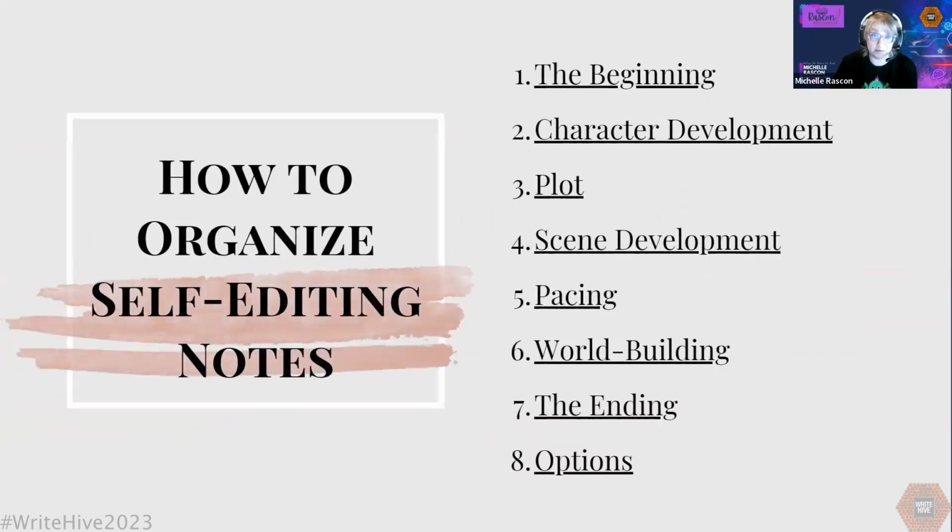Now, this is the fun part. This is probably what everybody wants to know, how to organize those notes. We're going to talk about the beginning of your manuscript, character development, the plot, the scene development, pacing, world building, and the ending, and then some options on how to organize it all. And I'm going to talk about what's expected in each of these sections.